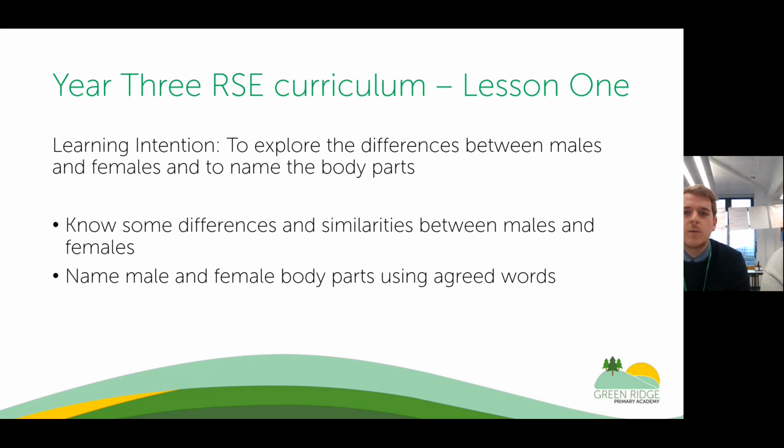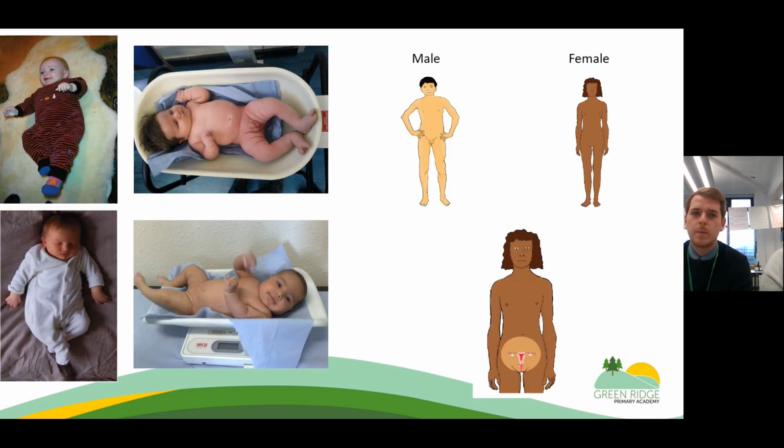The first lesson focuses on the difference between males and females, and they're going to be explicitly naming the body parts. The children will be thinking about some of the differences and the similarities between the bodies of a male and the bodies of a female, and also linking those similarities into likes and dislikes. But it will mainly focus around naming the body parts.